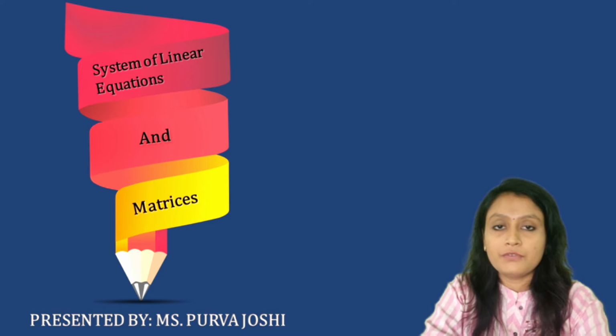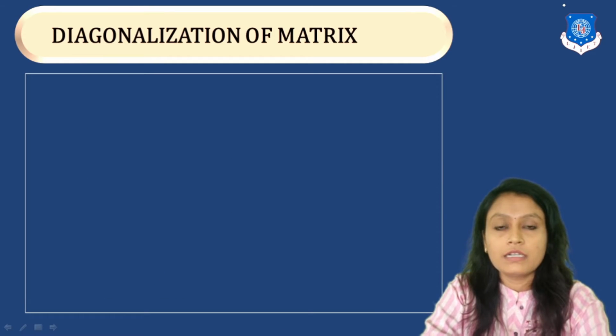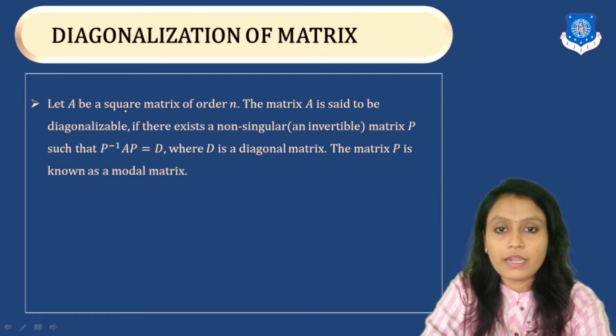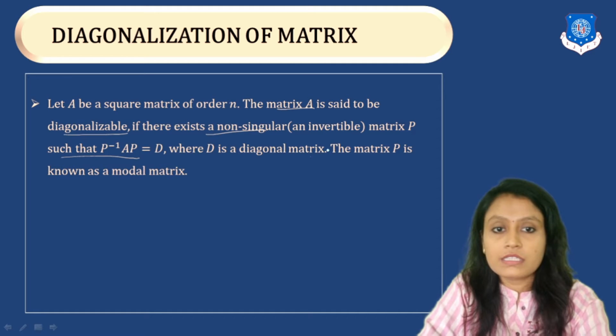Today we are going to study a few more topics of system of linear equations and matrices. So let's begin with the first topic, that is diagonalization of a matrix. Let A be a square matrix of order n. The matrix A is said to be diagonalizable if there exists a non-singular matrix P such that P inverse AP equals D, where D is known as the diagonal matrix and P is known as the modal matrix.